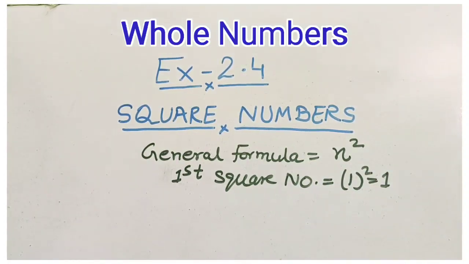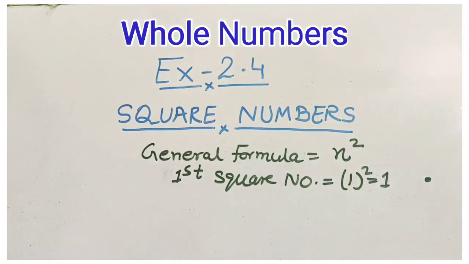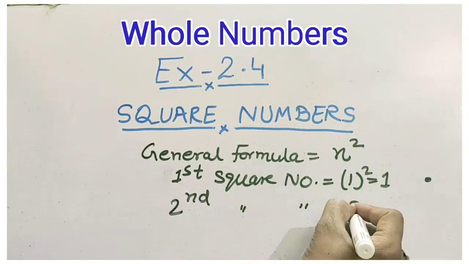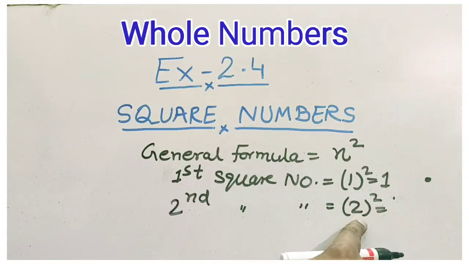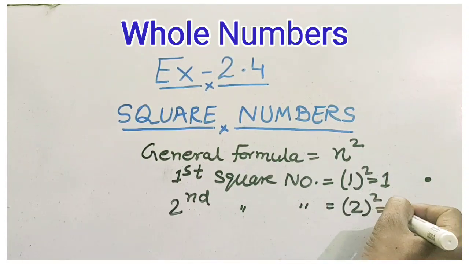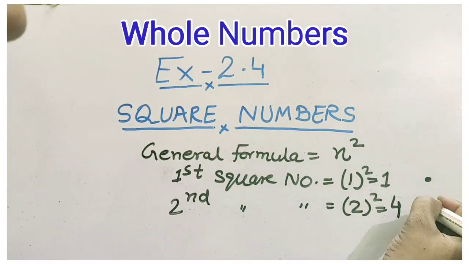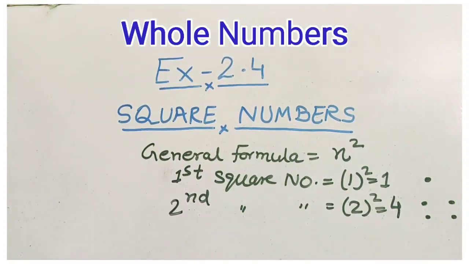Clear? If we want the pictorial representation of a square number, just apply a dot. Second square number: 2 square. 2 square is the second square number. n square means 2 square, we have 4, 2 multiplied by 2. Clear? And the pictorial representation will be 2, 2. Overall 4 dots we have. So it looks like a square. Got it? Clear?